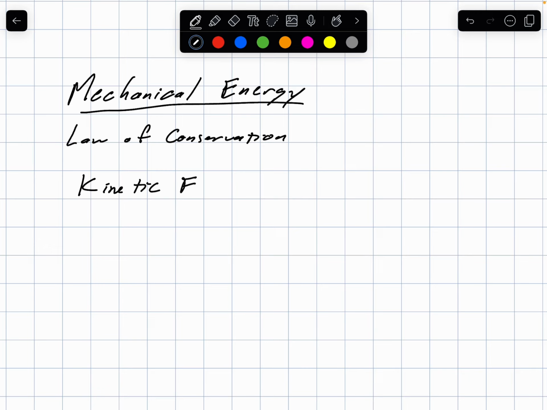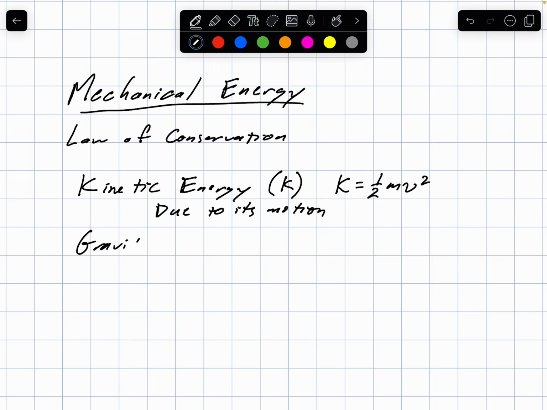So kinetic energy is the energy something has due to its motion. The symbol for kinetic energy could be KE. I use K in some of my classes. The way that you calculate it is 1/2 mv squared, where m is the mass and v is the velocity of the object. Another type of energy is gravitational potential energy.